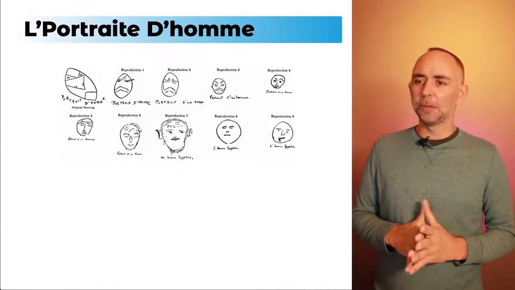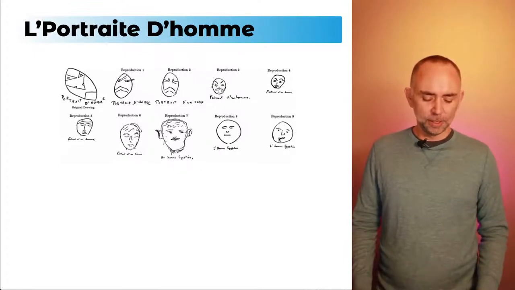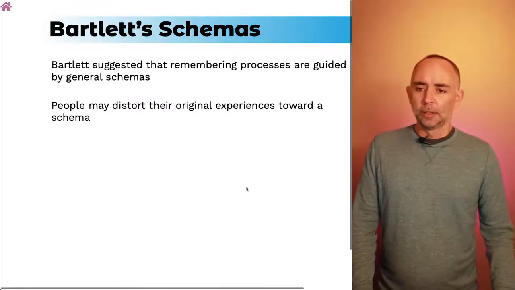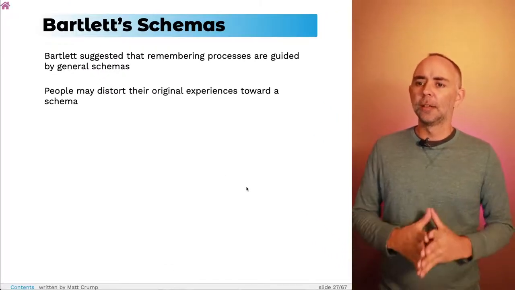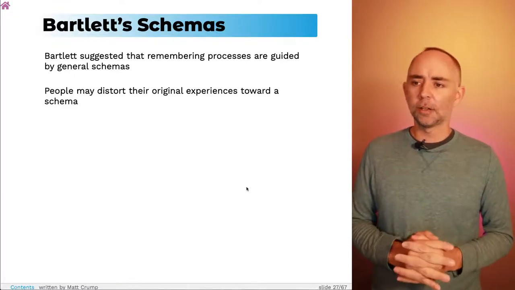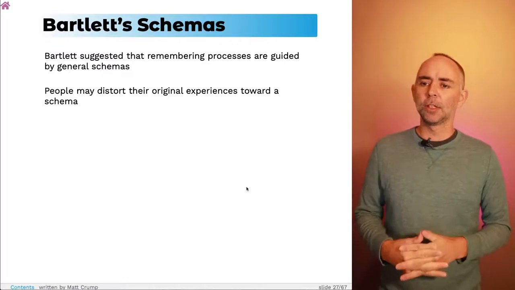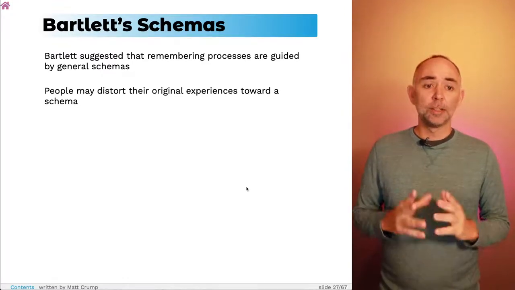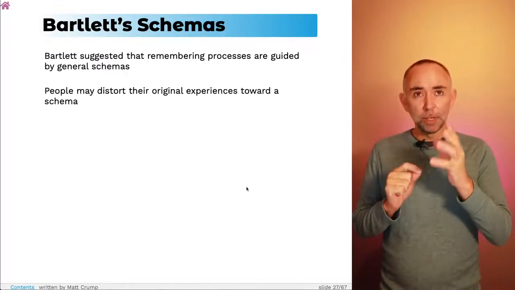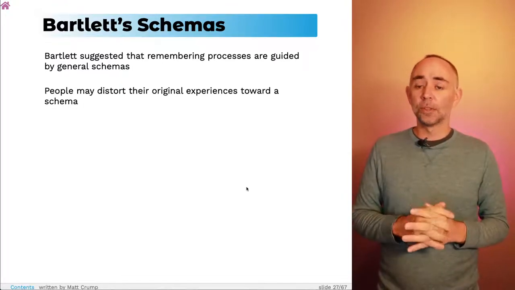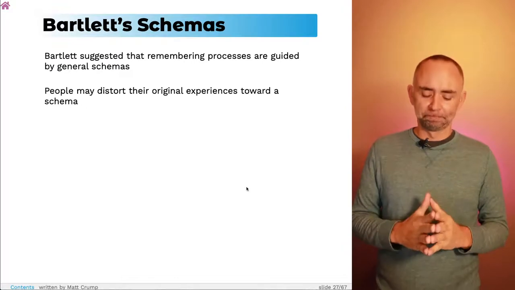I always thought this was very interesting when I first read about it in that book by Bartlett. So this was his suggestion, that remembering processes are guided by general schemas, and that people may distort their original experiences as they remember things. Your memory might be distorted towards a central schema or central idea.